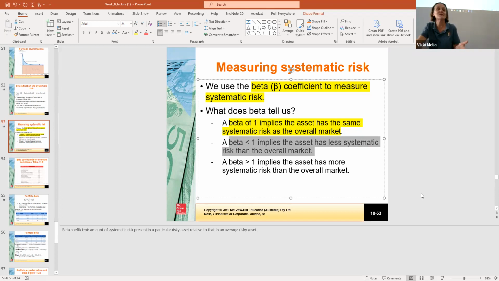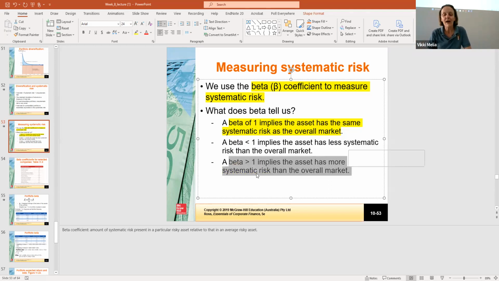If there's less risk, what would you expect? Lower returns. And a beta of greater than 1 implies that the company has more systematic risk than the market overall. So if they have more systematic risk, we would expect a higher return to compensate us for that risk.